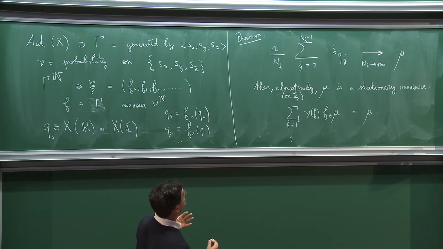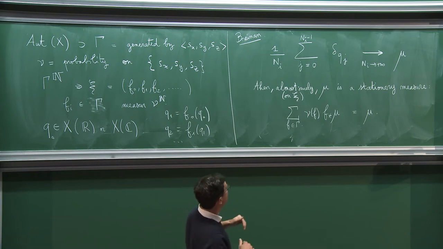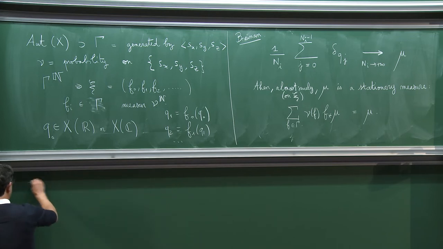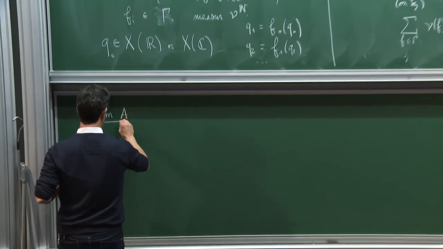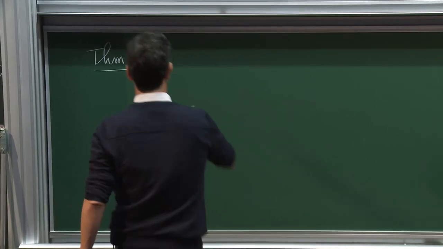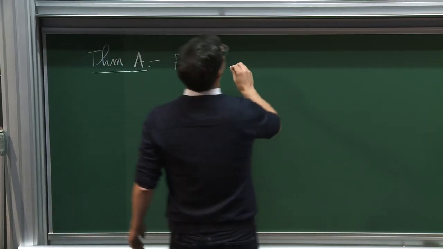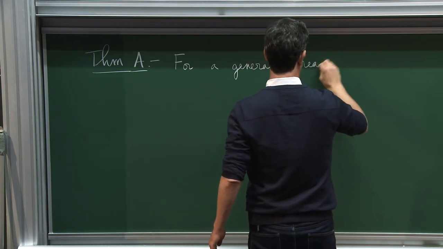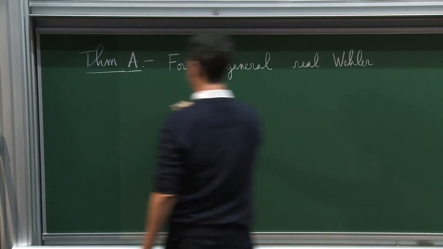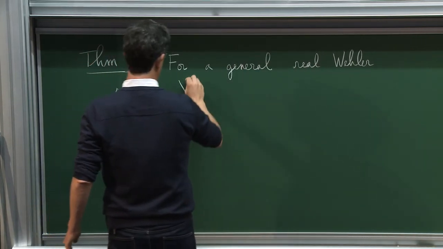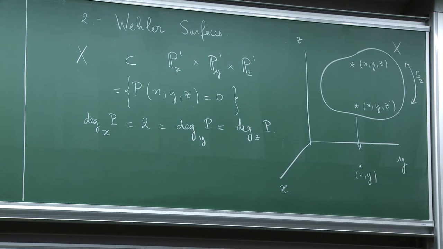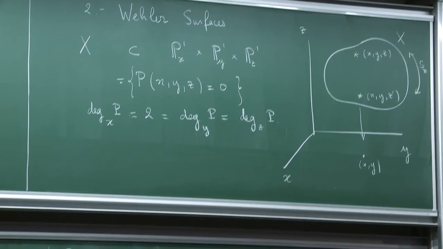And we are able to do that at least for real algebraic surfaces. So at least at the beginning, I will not describe the dynamics on the complex surface, but just on the real part of the surface. So let me give a first statement, say theorem A. I say for general, I will explain what general means, for general real Wehler surface. Okay, so this means again that I'm looking at one of these surfaces above, of degree 2, 2, 2 in P1 times P1 times P1 and defined by a polynomial equation with real coefficients, and I look at the real part.